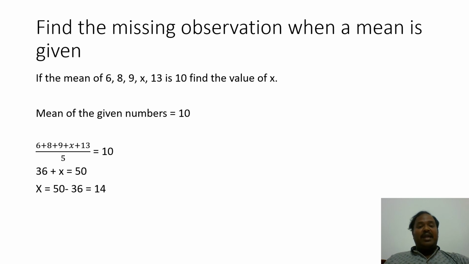When you add all the values and divide by the number of observations, you get the mean. Therefore, multiplying the mean with the number of observations will give you the sum of all observations. Once you know the sum of all observations, you can find the missing value easily. You can pause the slide for a while and work out similar questions from your textbook exercises.